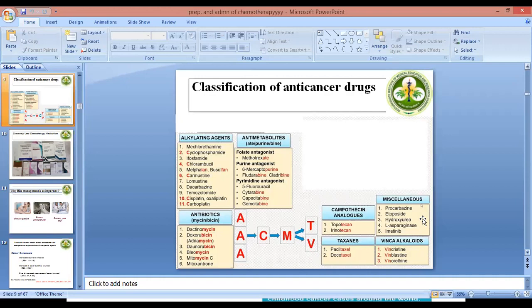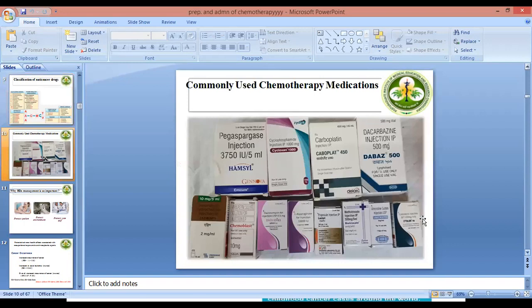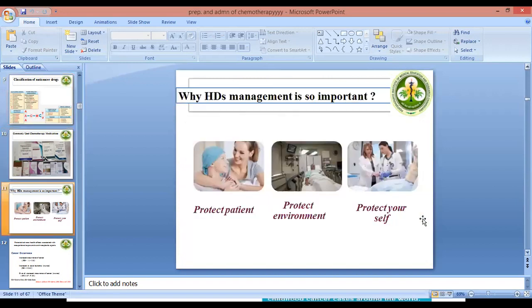In the pediatric setting, we mostly use cyclophosphamide, ifosfamide, cisplatin, carboplatin, dactinomycin, doxorubicin, bleomycin, vincristine, vinblastine, and vinorelbine. These medicines are mostly used in pediatric settings. This is the actual picture of the medicines we mostly use in pediatric settings. All of you know about it. So why is hazardous drug management so important?